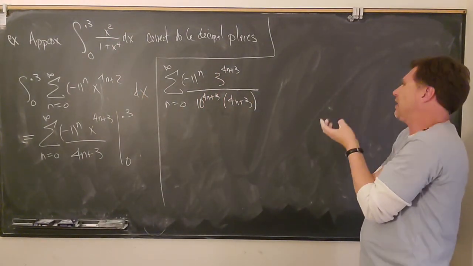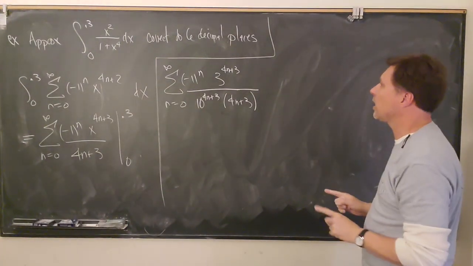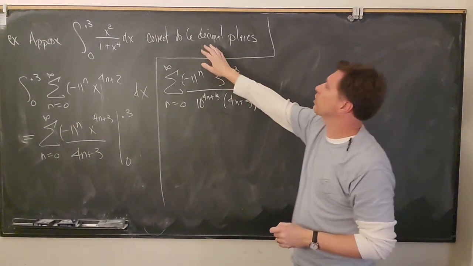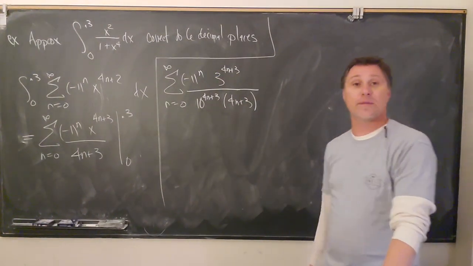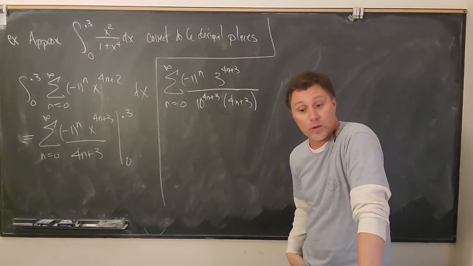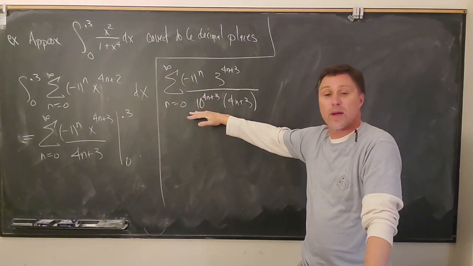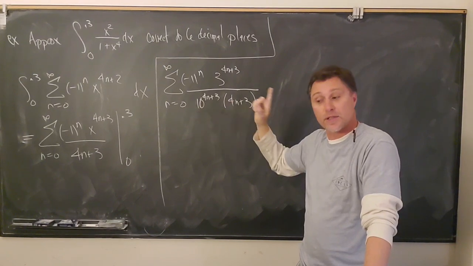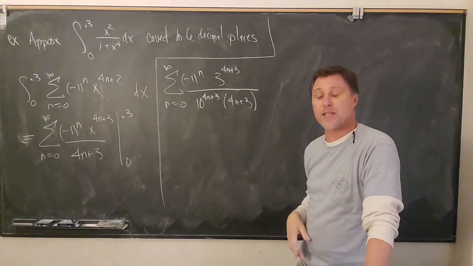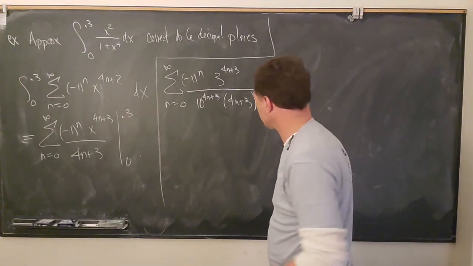Okay, so I don't know what this converges to. All I know is that it does converge. And now it says approximate this correct to 6 decimal places. Well, we have two situations where we know how to approximate infinite series: the integral test or the alternating series test. This series converges by the alternating series test. And so I can use that estimation process to approximate this integral.